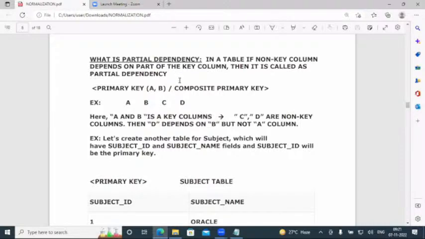So partial dependency means: in a table, if a non-key column, meaning non-primary key column, depends on part of the key column, meaning any one of the columns, then it is called a partial dependency. For example, take A, B, C, D. Here A comma B is the primary key. So can I apply a primary key on multiple columns?